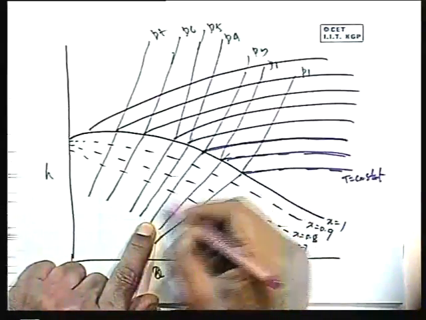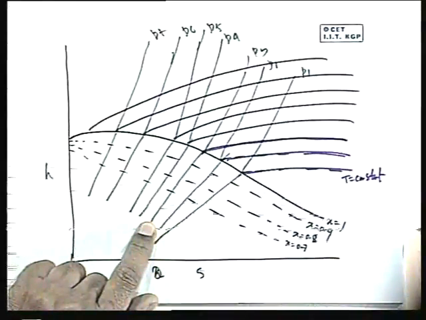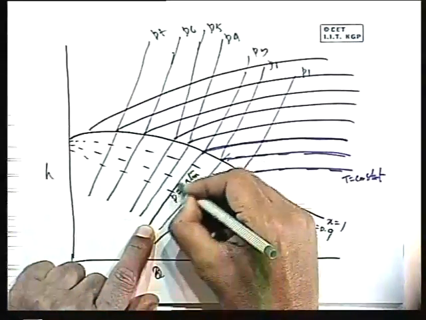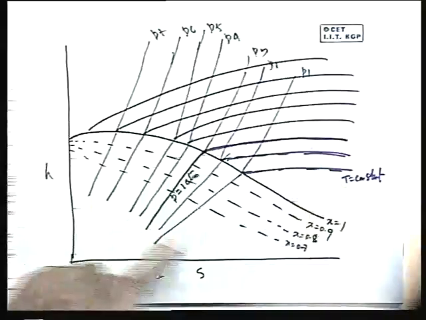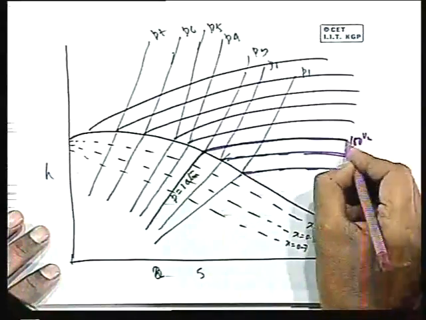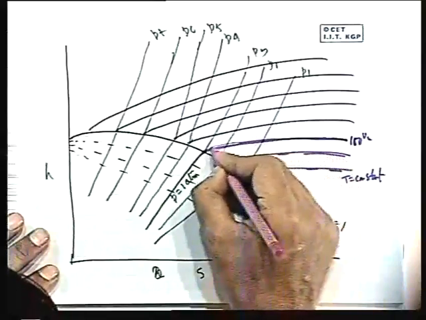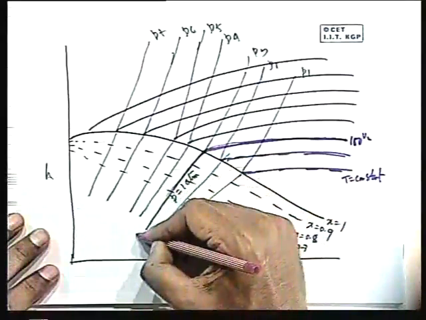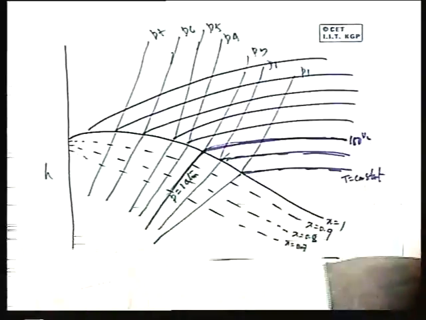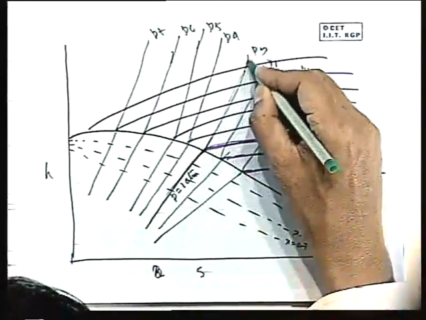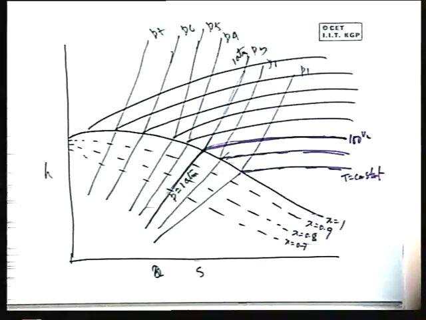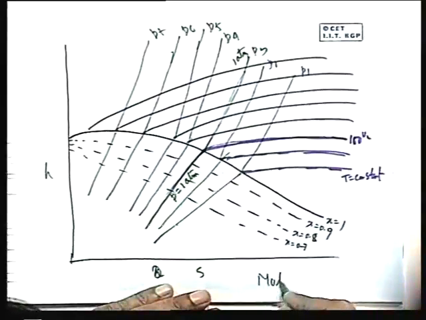For example, if I designate this pressure line as P is equal to 1 atmospheric pressure, it meets an isotherm. So this isotherm will be what? This isotherm will be 100 degrees Celsius. So the 100 degrees Celsius isotherm is this and coincides with this, and this pressure is the 1 atmospheric pressure. So this is typically the diagram, this is known as the Mollier diagram.